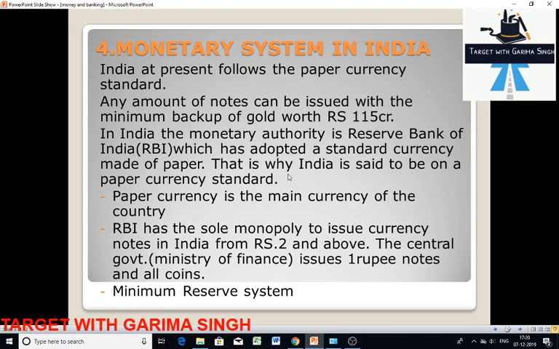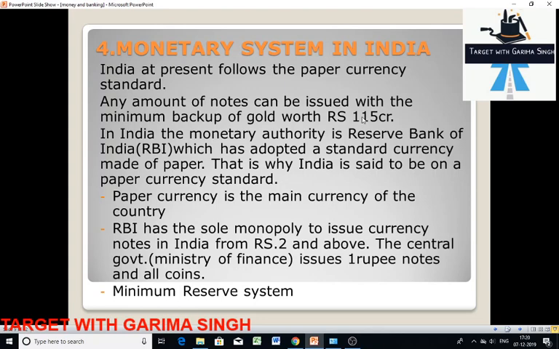Now we move on to what type of monetary system we have. India at present follows the paper currency standard, as everybody knows, because here the standard currency is made of paper. This is also referred to as the managed currency standard because any amount of notes can be issued with a minimum backup of gold worth rupees 15 crore.